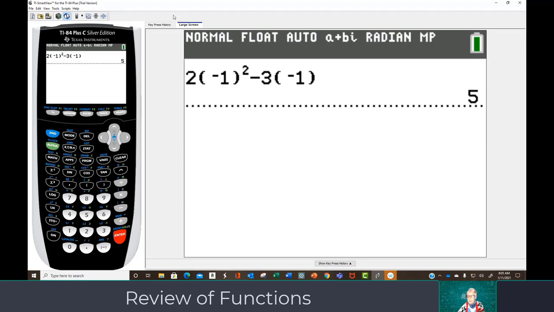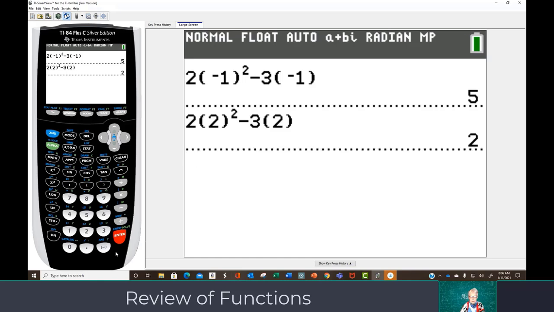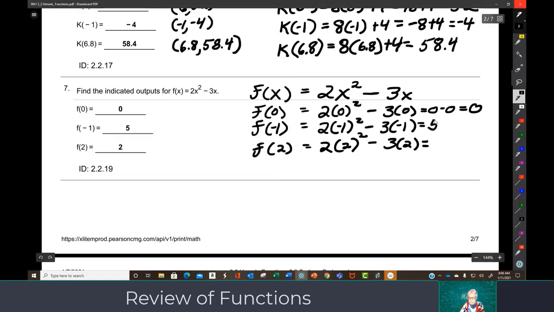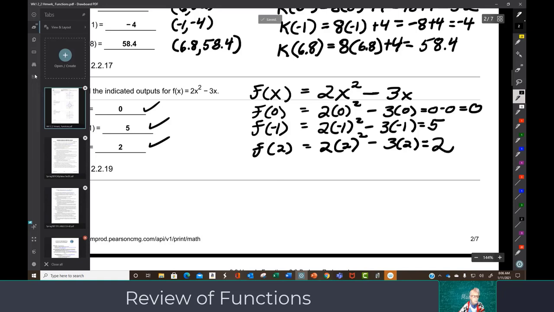Now we're going to do the same thing with the next number, which is 2. So we'll have 2 parentheses, 2, close parentheses, squared, minus 3 parentheses, 2. Enter. So my answer should be 5 and 2. Let's take a look. Yay! Okay, 0, 5, 2. There you go, and I'm going to save this before something horrible can happen.